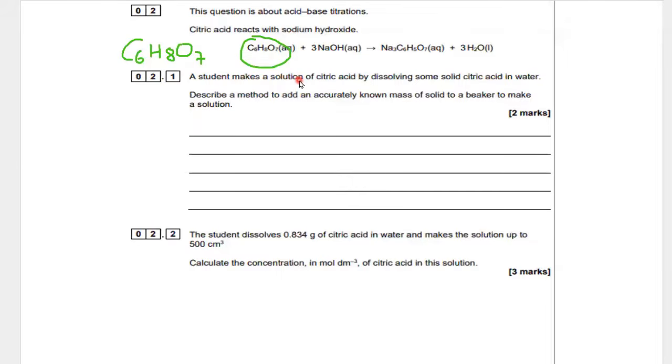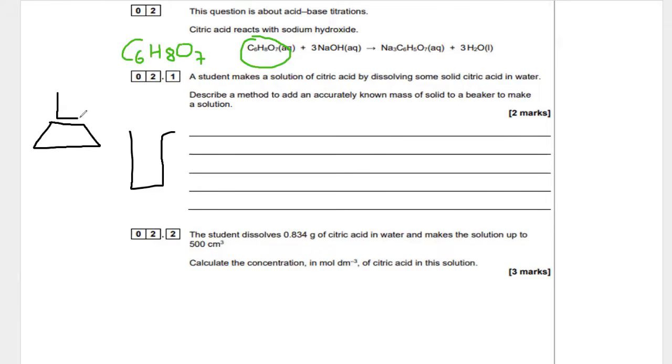A student makes a solution of citric acid by dissolving some solid citric acid in water. Describe a method to add an accurately known mass of solid to a beaker to make a solution. God, I read that like a troubled person. So if you want to add a known mass of solid to a beaker, so here's my beaker, obviously we're going to need to weigh it.